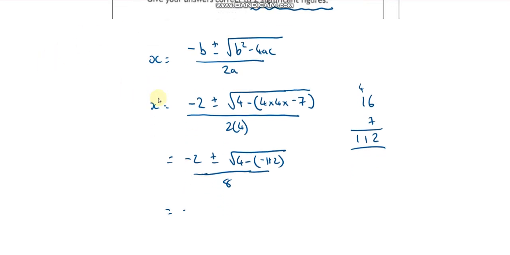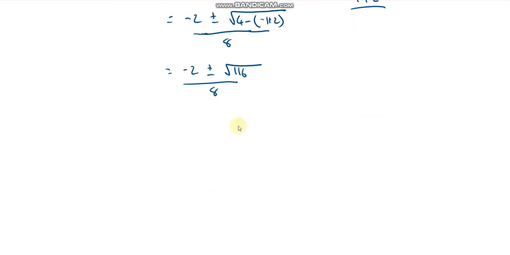And that's then going to be negative 2 plus or minus the square root. If I add that together, it's 116 divided by 8. Now, at this point, I'm going to break off into 2 sections, okay? I'm going to say negative 2 plus the square root of 116 over 8, and I'm going to do negative 2 take away the square root of 116 divided by 8.